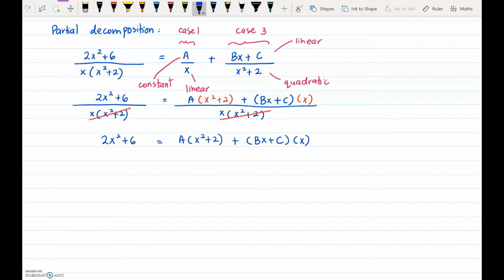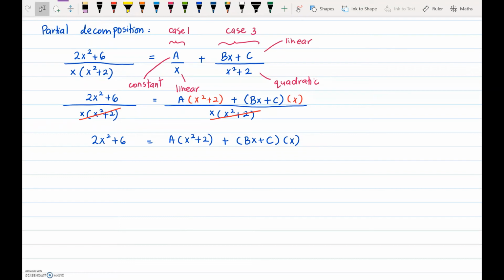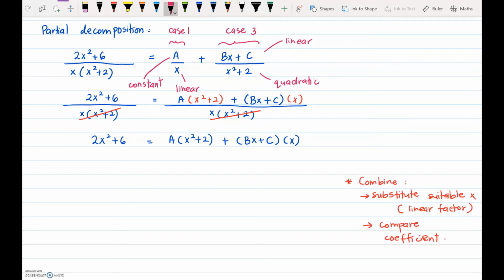So next step is we want to find the values of a, b, and c. In this case, we need to combine two methods. The first one, we will use a suitable x for the linear factor, and the second one, we will use comparing coefficients to find the other constants. So now we have one linear factor here, that is x. We can use the linear factor by substituting a suitable x, and we can eliminate the linear factor.